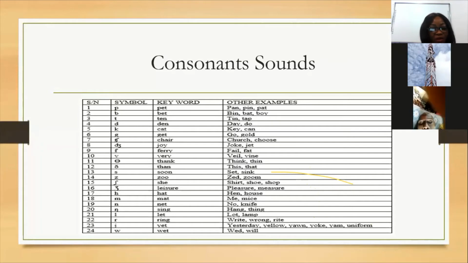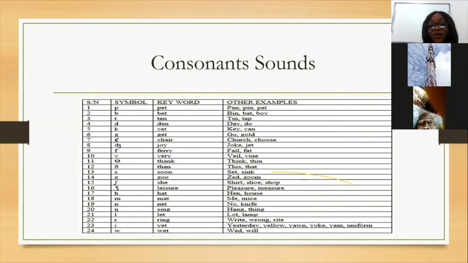All right. And then consonant number 15 is a sh sound. Consonant number 17 is a h sound. 18 is a sound. 19 is a sound. And 20 is a sound. The 20, it sounds like a combination of the sound N and G.